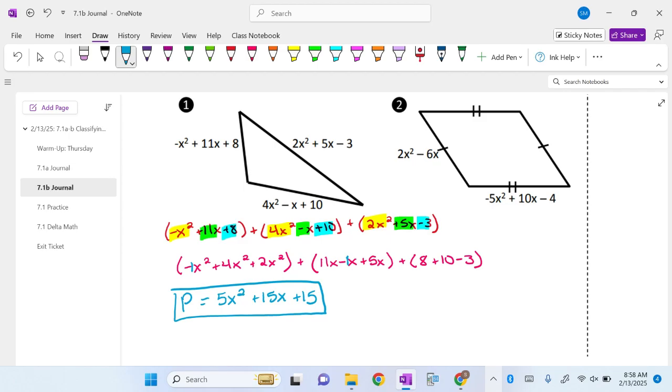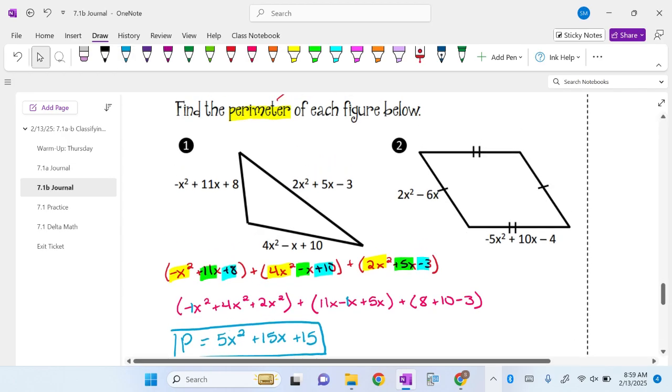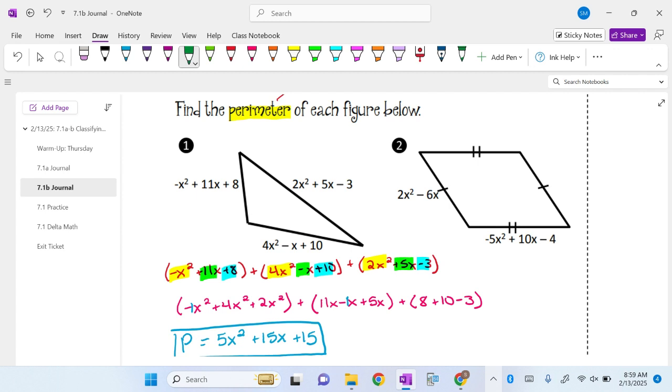Now, look at number 2. So number 2, they only gave us 2 sides. However, we technically already know the 2 missing sides. How do we know them? They're the same. How do you know that they're the same? Well, it is a quadrilateral, looks like a parallelogram, but the reason that we know they're exactly the same is these tick marks right here.